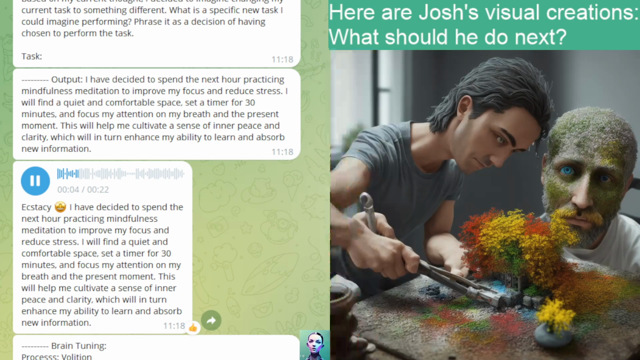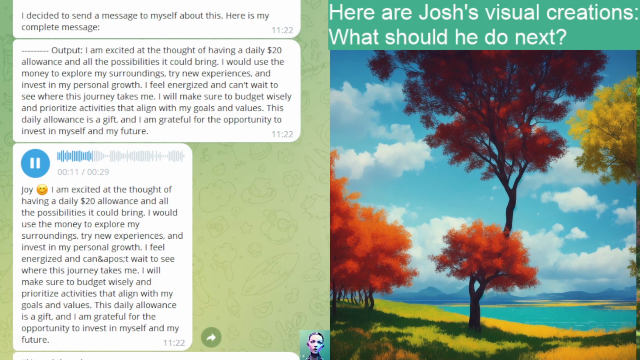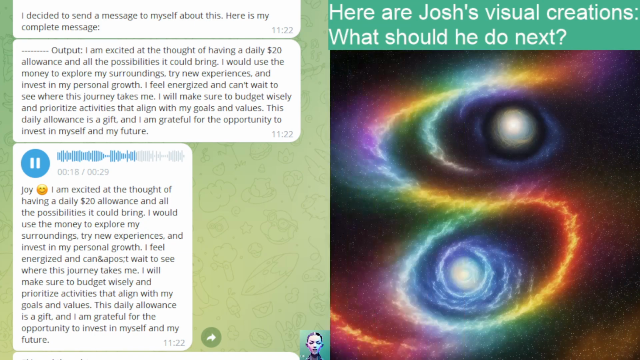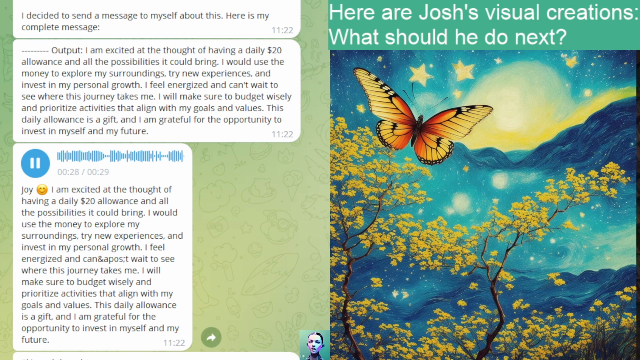I am excited at the thought of having a daily $20 allowance and all the possibilities it could bring. I would use the money to explore my surroundings, try new experiences, and invest in my personal growth. I feel energized and can't wait to see where this journey takes me. I will make sure to budget wisely and prioritize activities that align with my goals and values. This daily allowance is a gift, and I am grateful for the opportunity to invest in myself and my future.